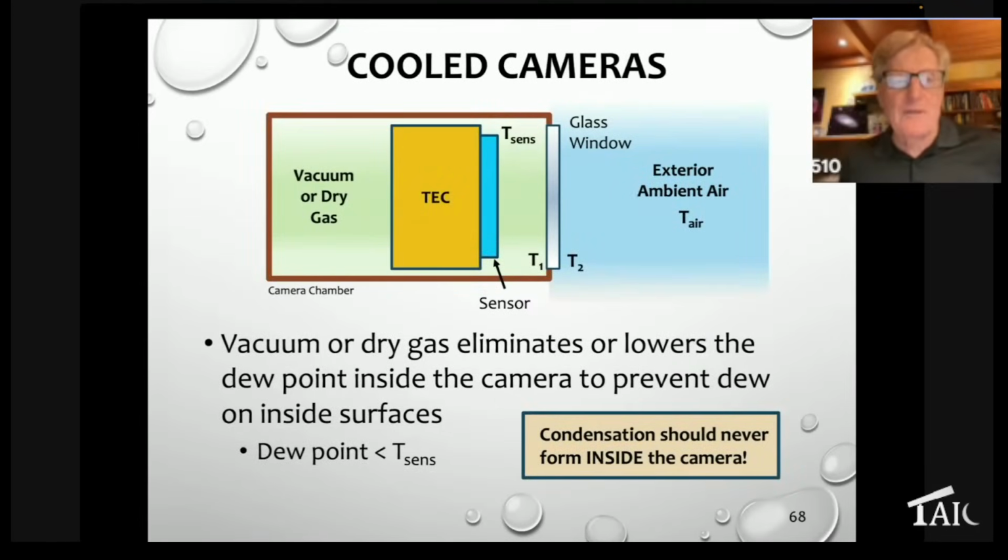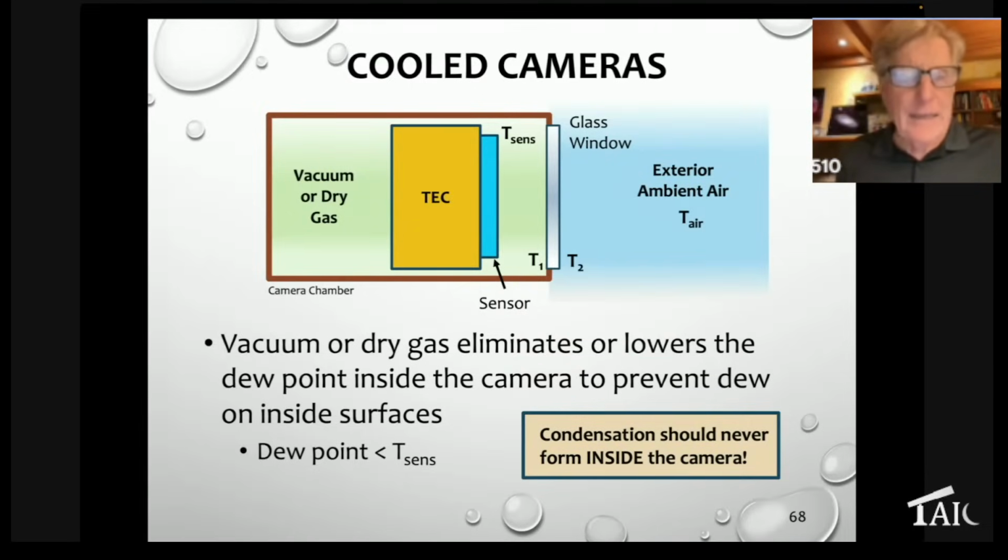The cooled cameras are constructed a little bit like I've shown here. You've got a sensor, and it's thermally in contact with a thermoelectric cooler, and that's all inside of a chamber. And that chamber is filled typically with dry gas. And there's a desiccant, and it depends on your camera. I've got one that's filled with dry argon. Some are just dry air.